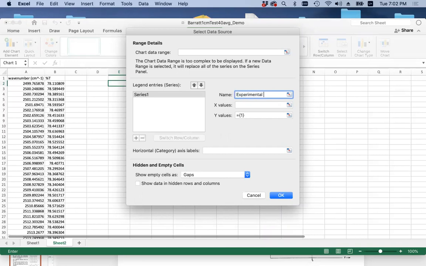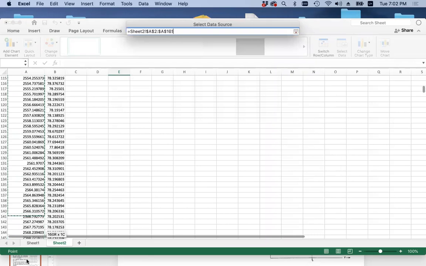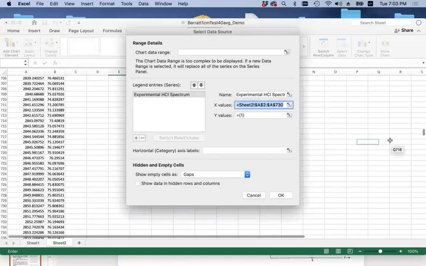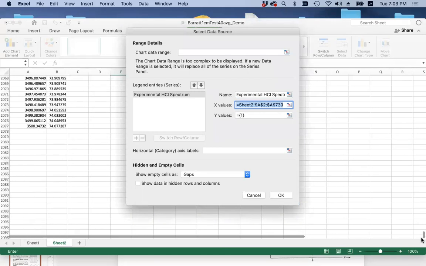This will be the experimental HCl spectrum, I could call it maybe. The X values are going to be the frequencies in wave number units. So I'll just select all these values. Okay, maybe there's too many of them to do this way. So one trick I can do is I can just scroll down to the bottom. So you see you'll collect many data points, 2077 data points. And so I'll just type manually, I want to go from row 2 to row 2077.